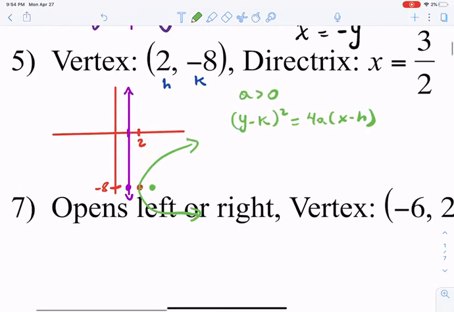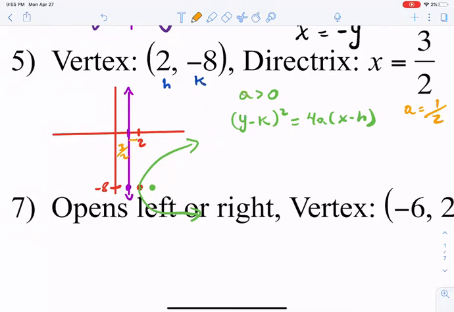And I need to find out what's the value of A. But you already know that, because if you really think about this, this purple line is 3/2. And you know that 3/2 is 1.5, so what is the distance from 3/2 to 2? Well, that distance must be a half, right? So that's the value of A. A equals 1/2. Now the question is, is it positive or negative? Well, it's positive because it's opening to the right.